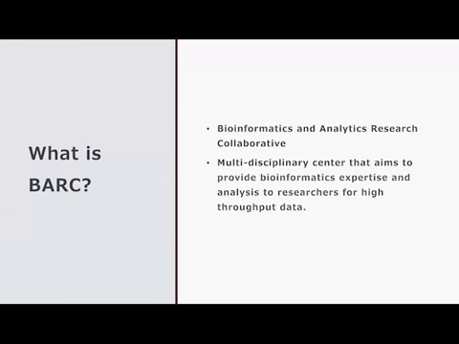So as Marielle already said, for my internship, I worked with the Bioinformatics and Analytics Research Collaborative, or BARC. This organization is a multidisciplinary center that aims to provide bioinformatics expertise and analysis to researchers across the university. They also do some work with external customers as well. And all of their work is dedicated to helping researchers analyze high throughput data.